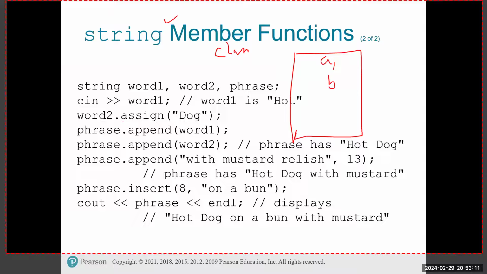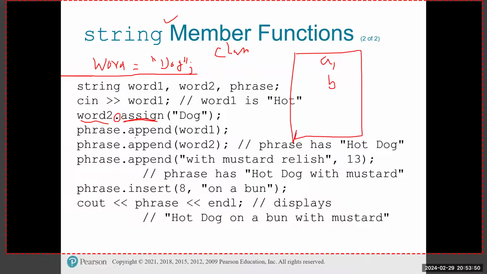So for example, assign is a member function. The way you call a member function for a class is that you put the object name, then you put a dot, then you call the member function. So you have words2 dot assign dog. So basically word2 equals dog. This is the way you can do it yourself, but within the class, there is an assignment function.